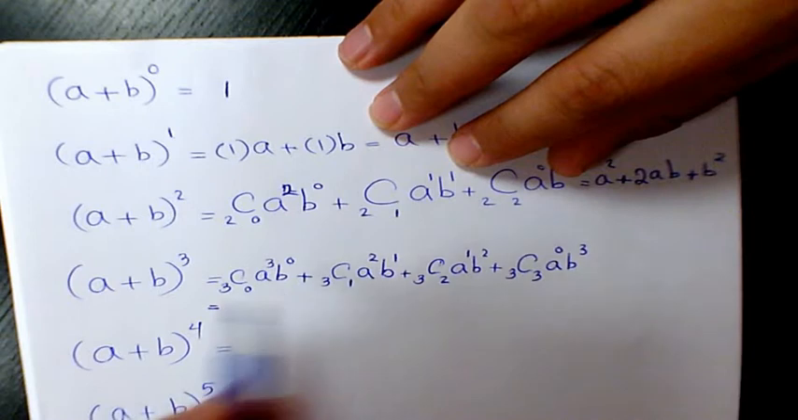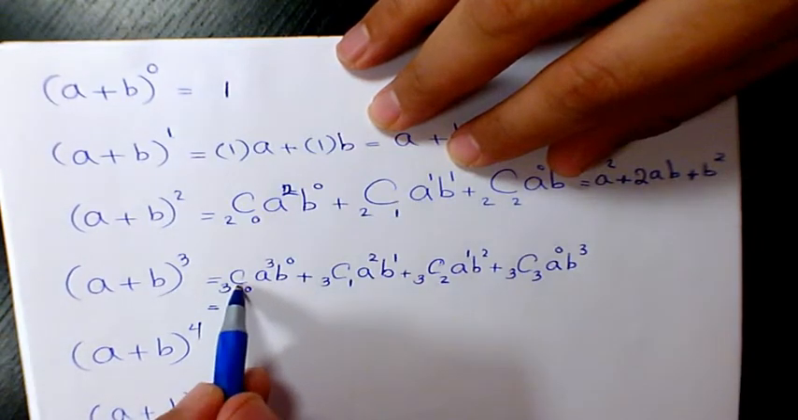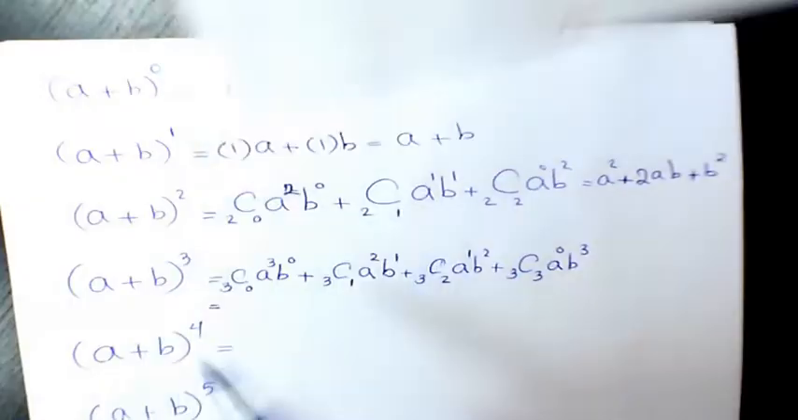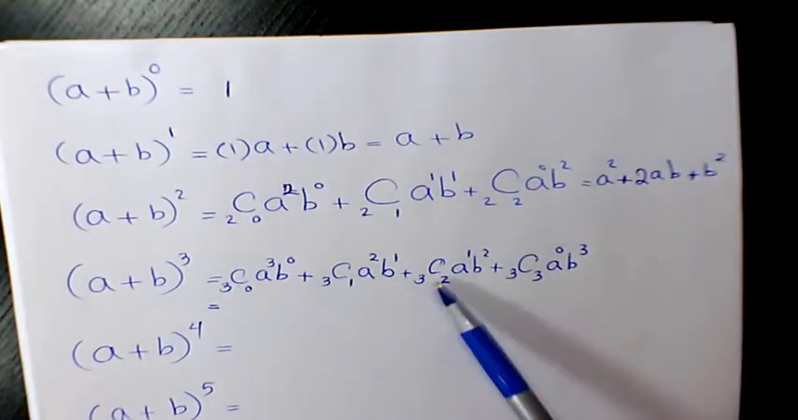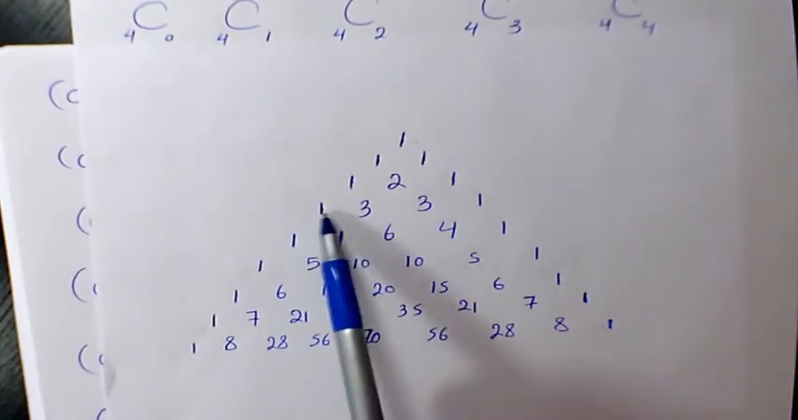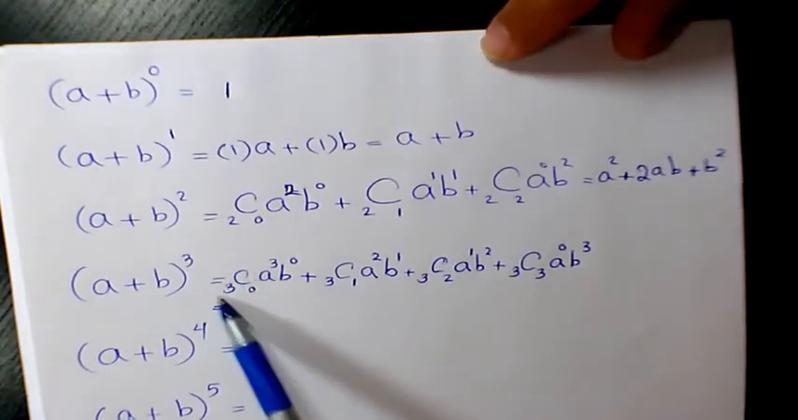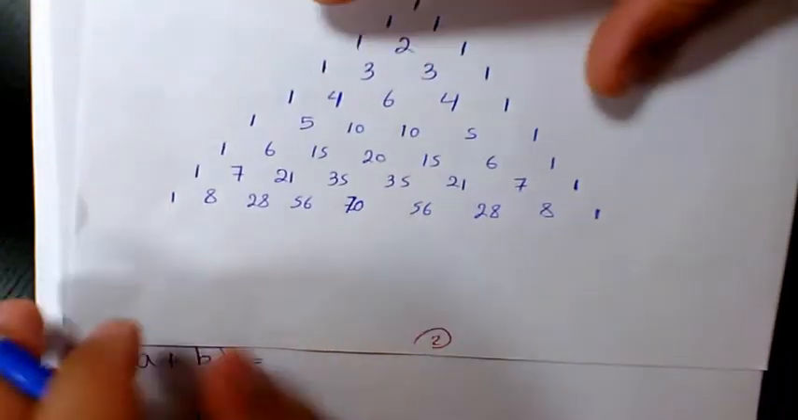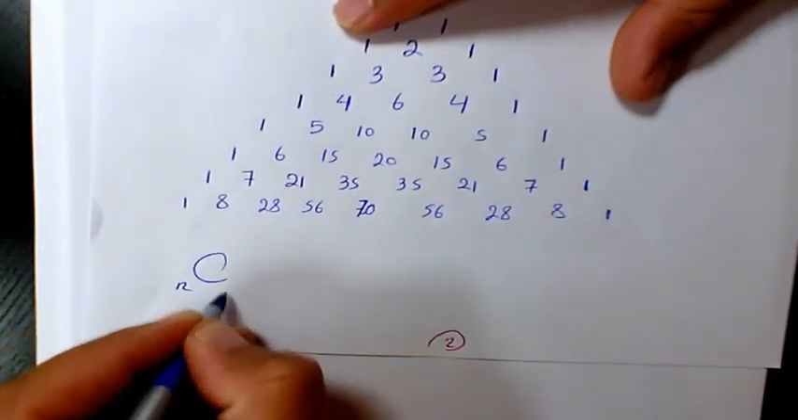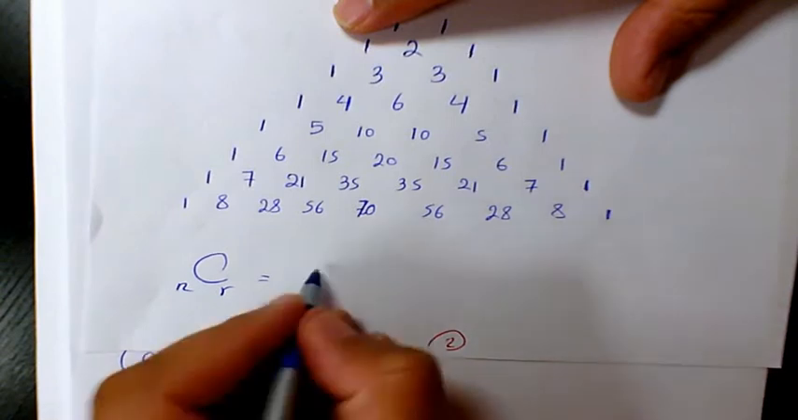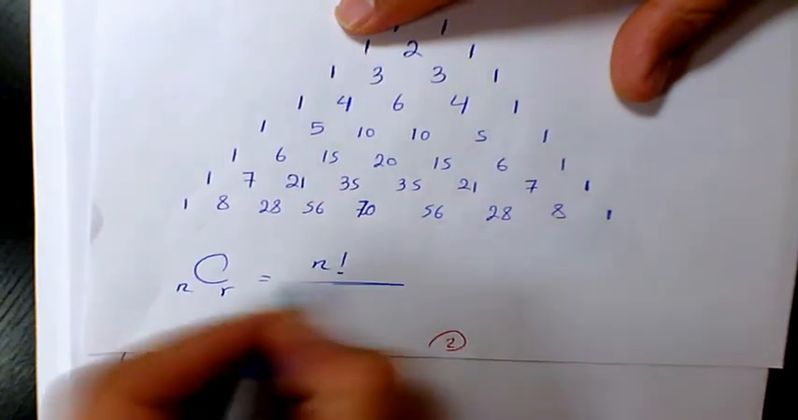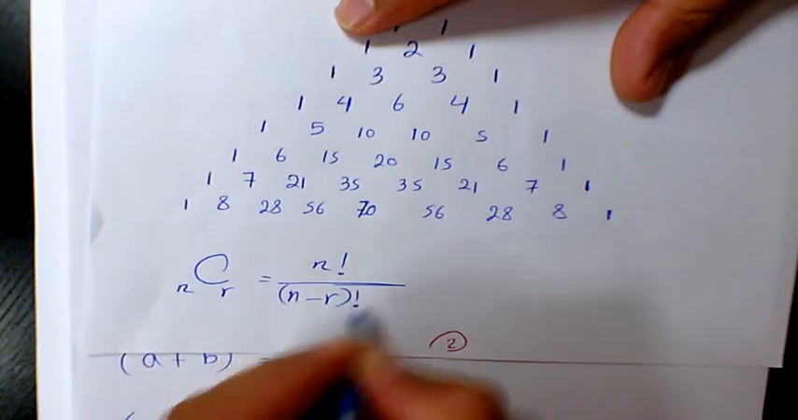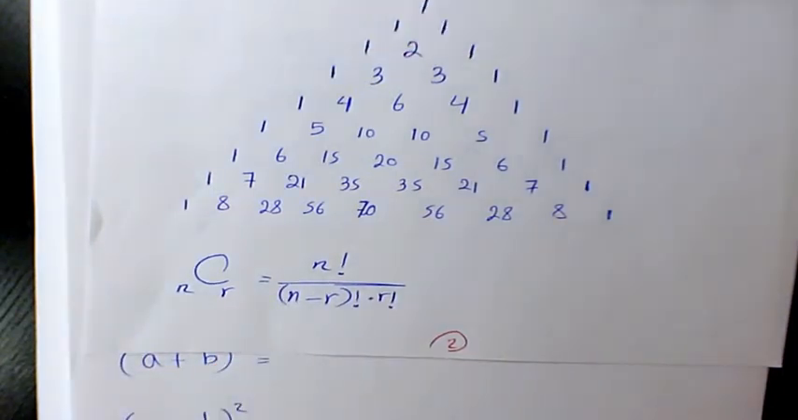So that's going to be 3c0 is 1. And for the coefficients, instead of just evaluating this and this, you can use the third line of Pascal's triangle: 1, 3, 3, 1. So you don't really need to calculate it. And in case you want to calculate it, when you have C with n and r, called nCr, you have n factorial over n minus r factorial times r factorial. That's how you calculate it.